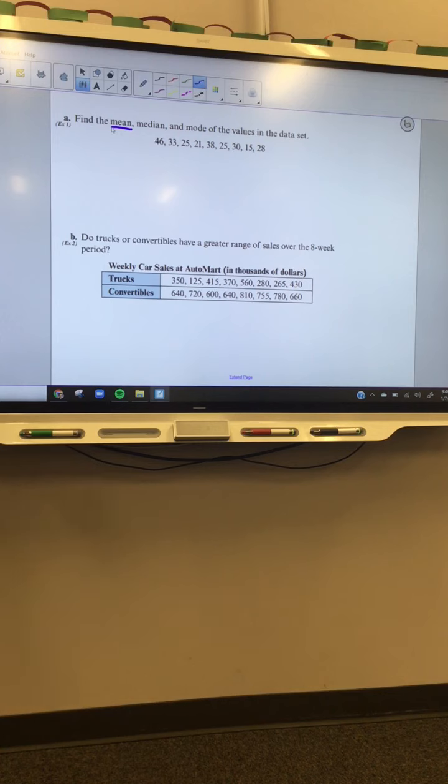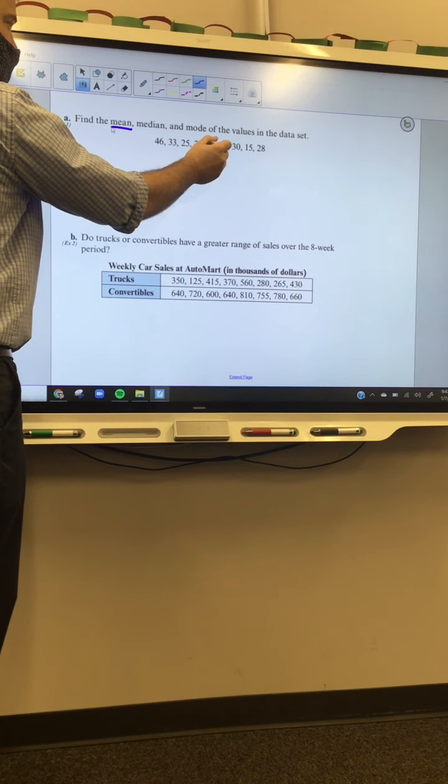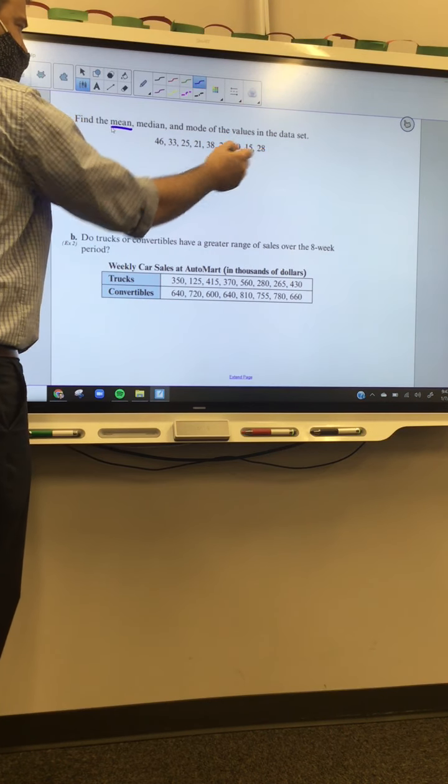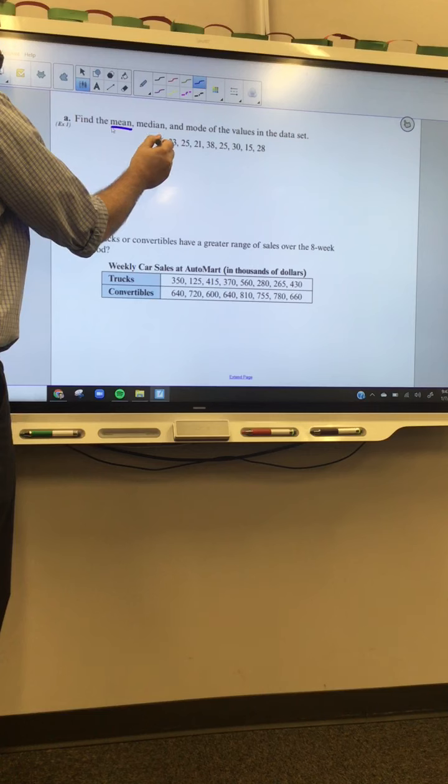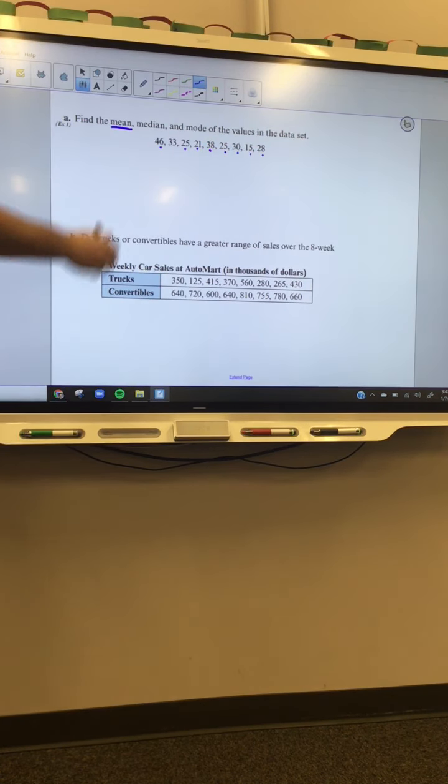Numbers. Yeah. So I'm going to say 46 plus 33 plus 25 plus 21 plus 38 plus 25 plus 30 plus 15 plus 28. And then I divide by, well, how many are there? 1, 2, 3, 4, 5, 6, 7, 8, 9. So I take all of those and divide by 9 because there's a total of 9 numbers. Could I do this longhand and write it all out? Sure. But I think you guys know this well enough where it makes sense to use a calculator with this stuff, right?